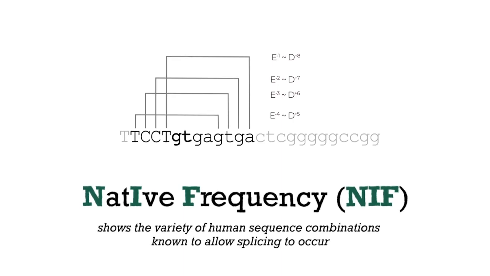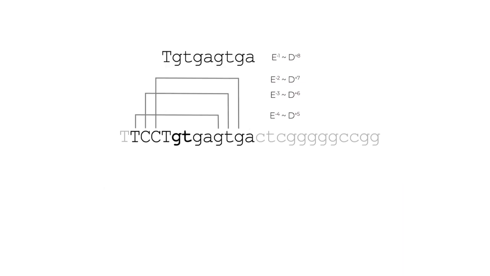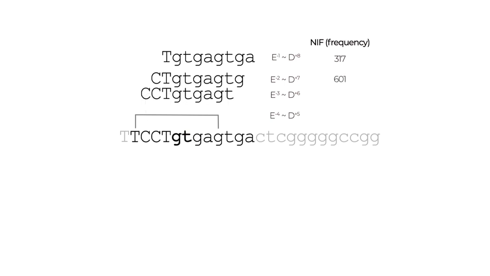NIF represents the variety of human splice site sequence combinations that are known to allow splicing to occur. For the PKD1 intron 13 donor, the sequence in the E-1 window occurs at this exact same position in 317 other introns in the human genome. The E-2 window is in 601, the E-3 window is in 592, and the E-4 window in 172 other introns.